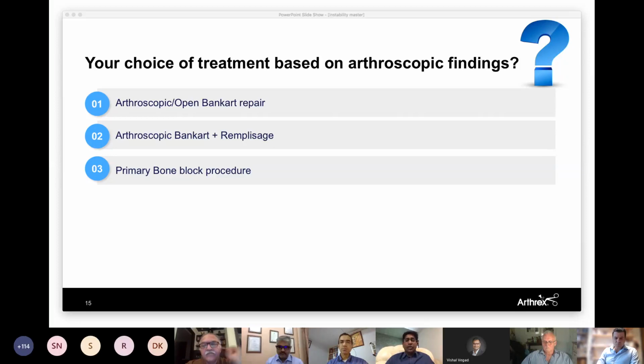Because most of us know that when you have a recurrent dislocation, when you have an off-track lesion, the head will already be dislocated in front of the glenoid. So in these cases, with a marked Hill-Sachs, I always add a remplissage procedure. In the first-time dislocators, if the Hill-Sachs defect is not that deep, then I would add only a Bankart repair. Nilesh, what's your take? Yes or no? No, only arthroscopic Bankart repair for this particular case.